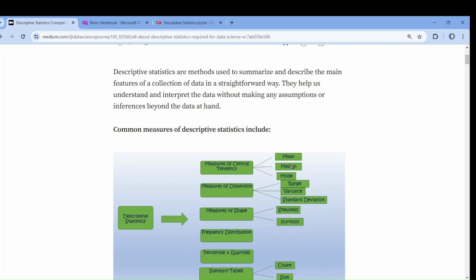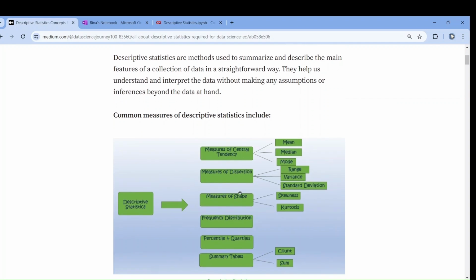Next, we studied median. First, we have to order the data set. Then we have to find the middle value. So we can get the middle value of the data set. Next, we have studied mode. Mode means the value which is occurring most frequently in the data set. Okay. Next, we have completed measures of dispersion. There we have studied range. Range is the difference between the maximum number and the minimum number. Next, we have studied variance. That means how much each value in the data set differs from the mean value.